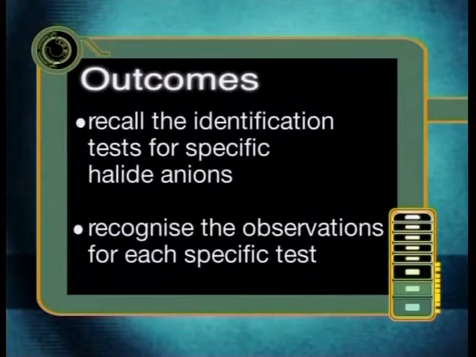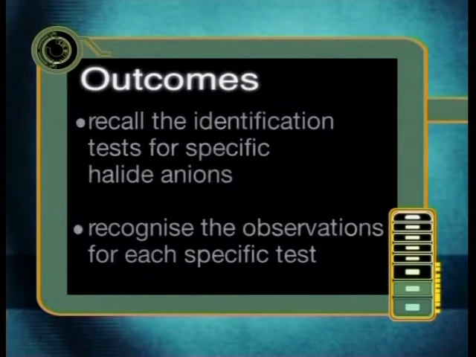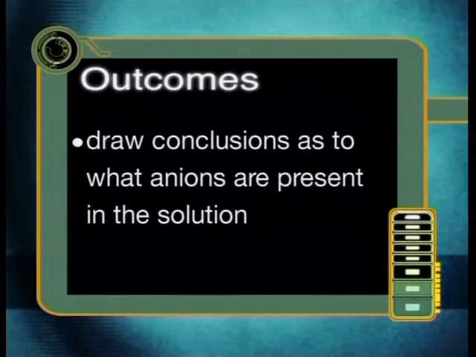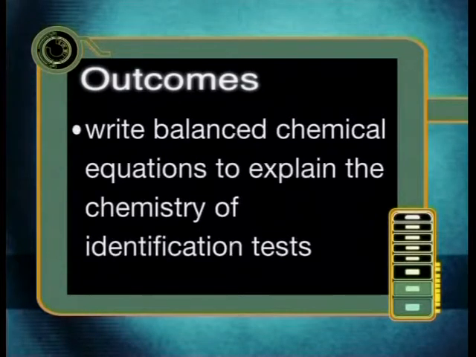By the end of this lesson, you should be able to recall the identification tests for specific halide anions, recognize the observation for each specific test, draw conclusions as to what anions are present in the solution, and write balanced chemical equations to explain the chemistry of identification tests.